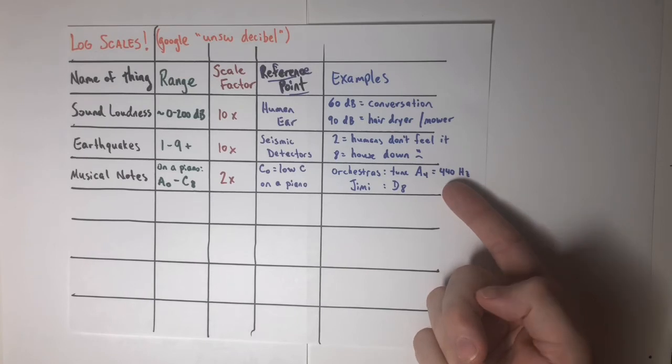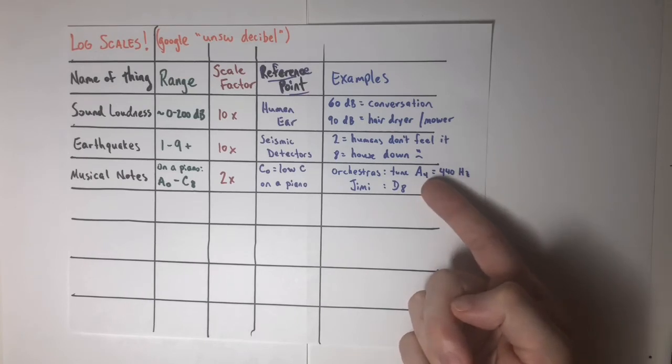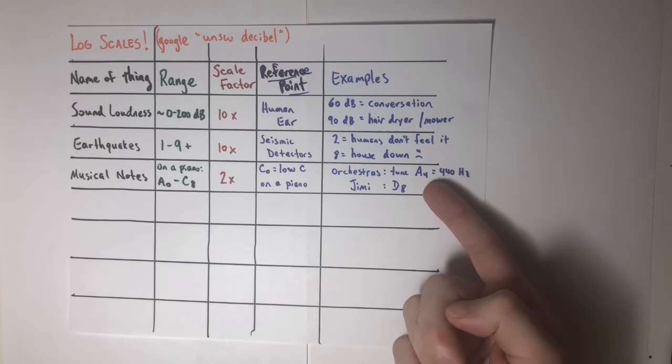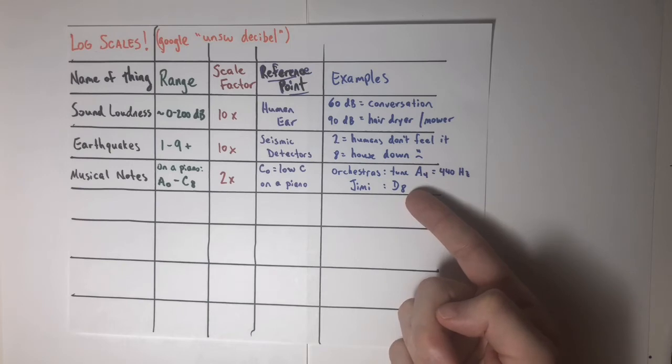Most American orchestras tune their instruments so that A4 is a 440 hertz note, so most musicians know the A4. And one of my favorite songs by Jimi Hendrix, called Hear My Train A-Comin', in the best guitar solo, he hits a high D8, which is crazy.